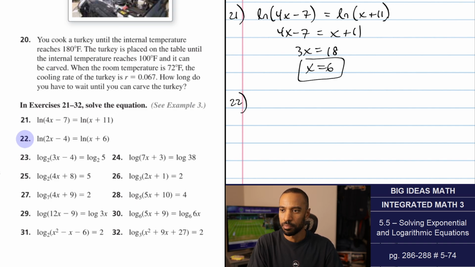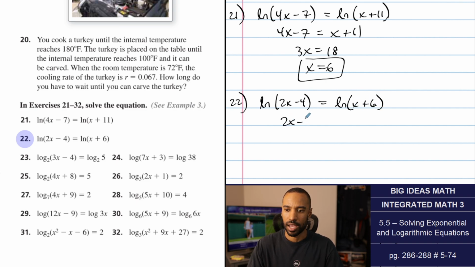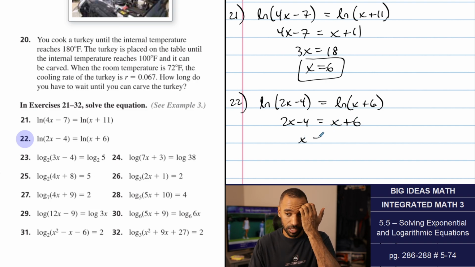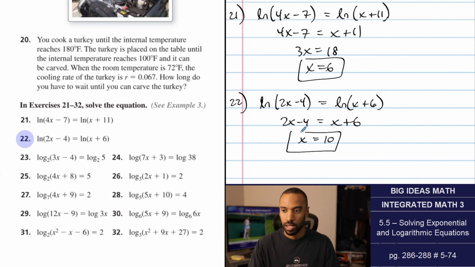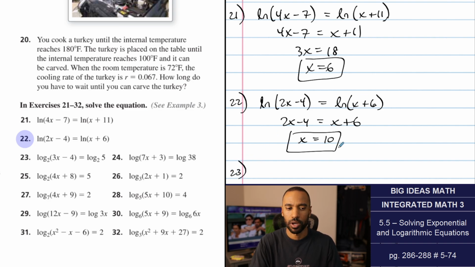Number 22, once again, matching bases. They're both log base e. So we can also, again, set the insides equal to each other. So we're going to say 2x minus 4 equals x plus 6, and do your best algebra. Subtract x, add 4. And positive, positive, all works out. It's very quick questions to begin with.